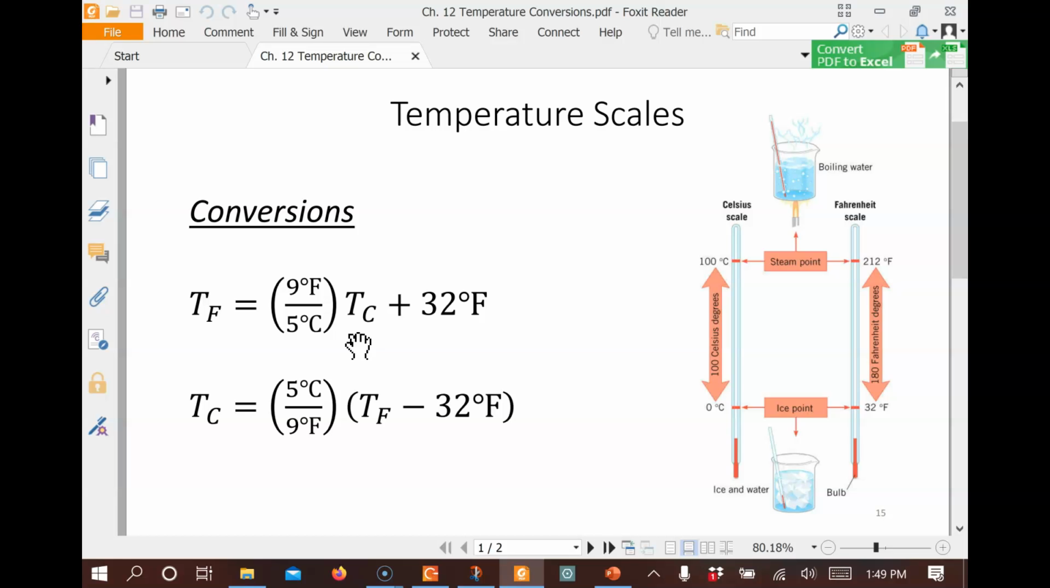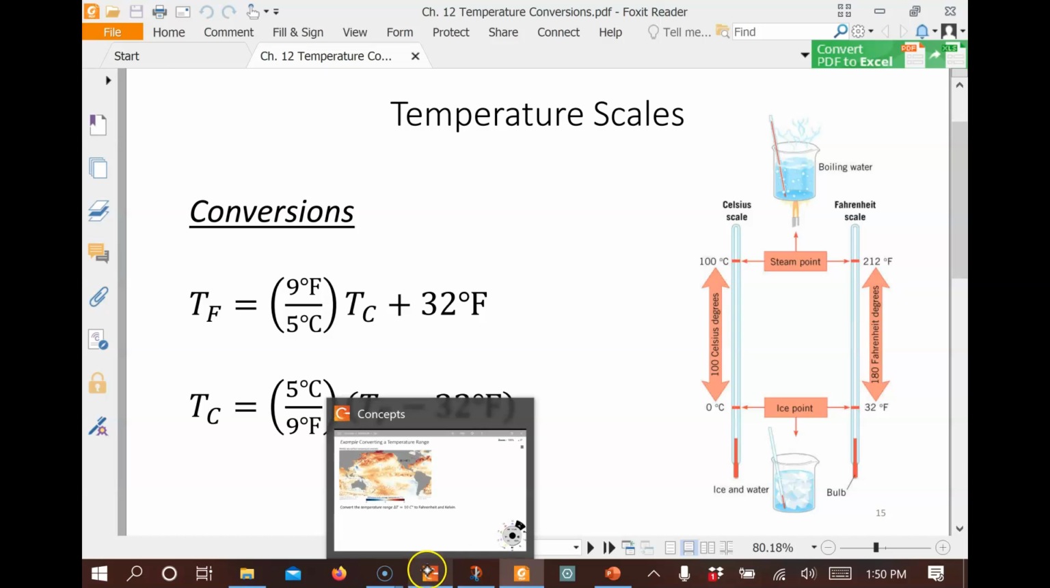The size of a degree for the Celsius scale is larger than for the Fahrenheit scale. So you've got 180 degrees between two temperatures for Fahrenheit, whereas you have 100 degrees between the freezing and boiling point of water for Celsius. So there's more degrees. It's a smaller unit than Celsius. Let's see how we can go ahead and use these for conversion.